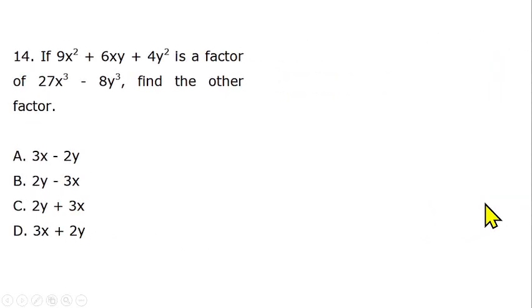Question number 14 is from polynomial. If 9x squared plus 6xy plus 4y squared is a factor of 27x cubed minus 8y cubed, find the other factors. So that means this quadratic expression is a factor of this cubic expression. We have to find the remaining factor.